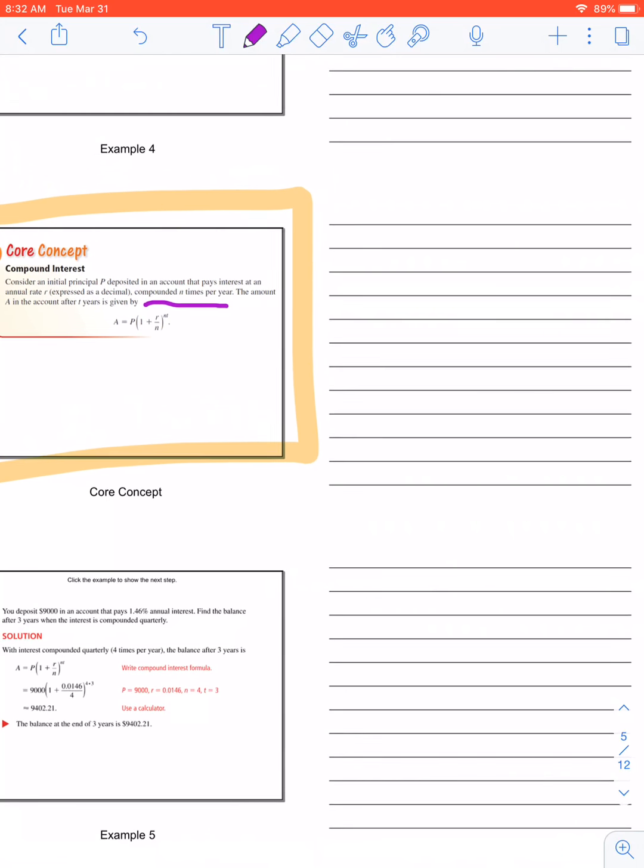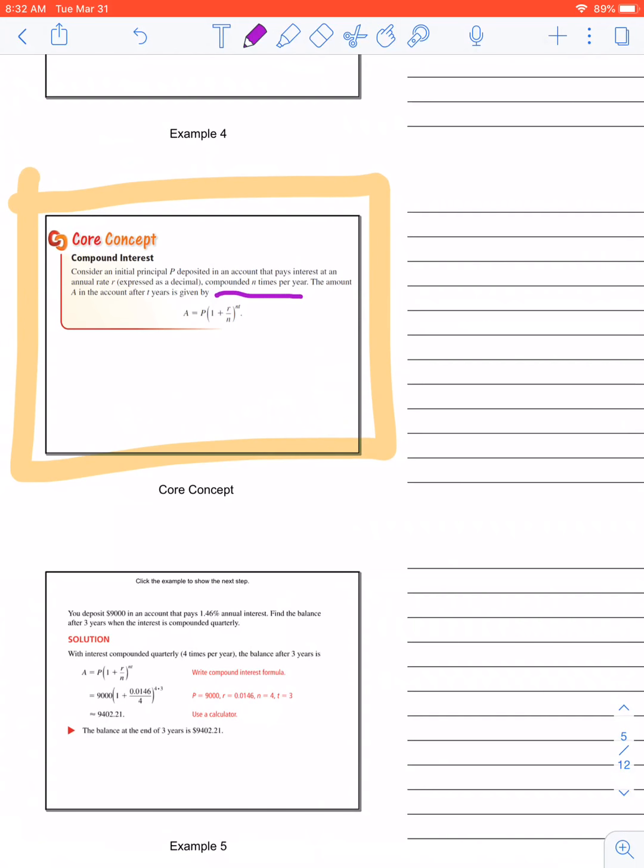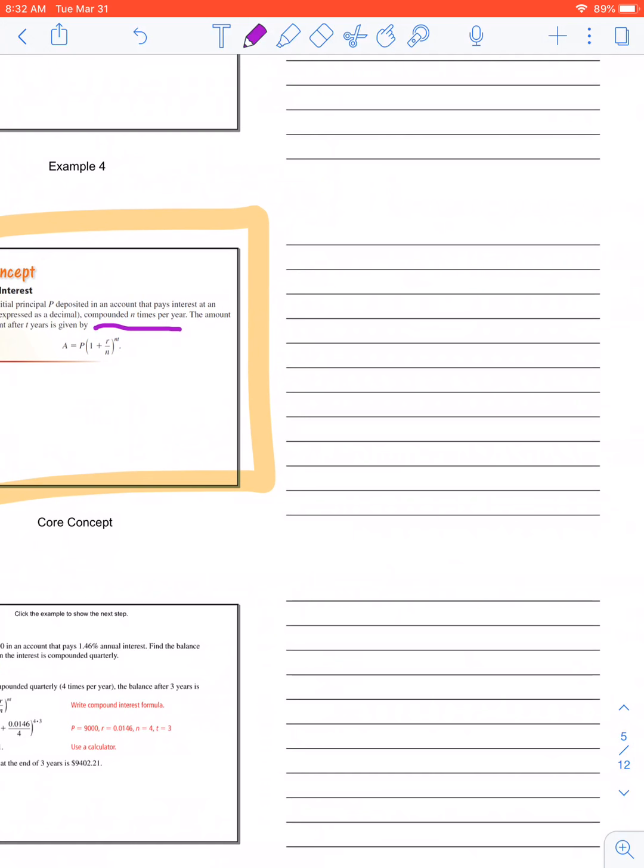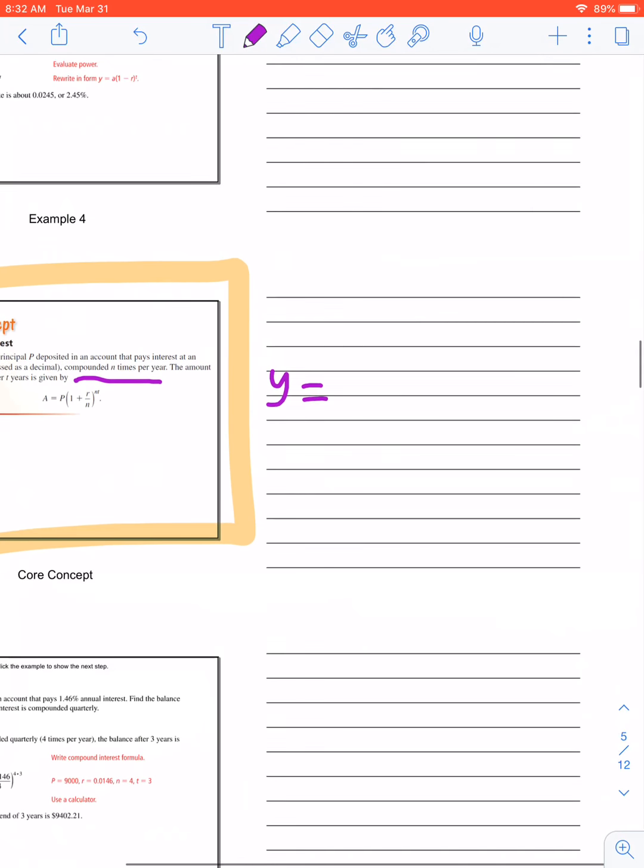So let's go down here and look at this problem, and let's do this one. It says you deposit $9,000 in an account that pays 1.46% interest. Find the balance after 3 years when the interest is compounded quarterly. So let's first set that equation. So y equals, right, our original amount, which is $9,000.